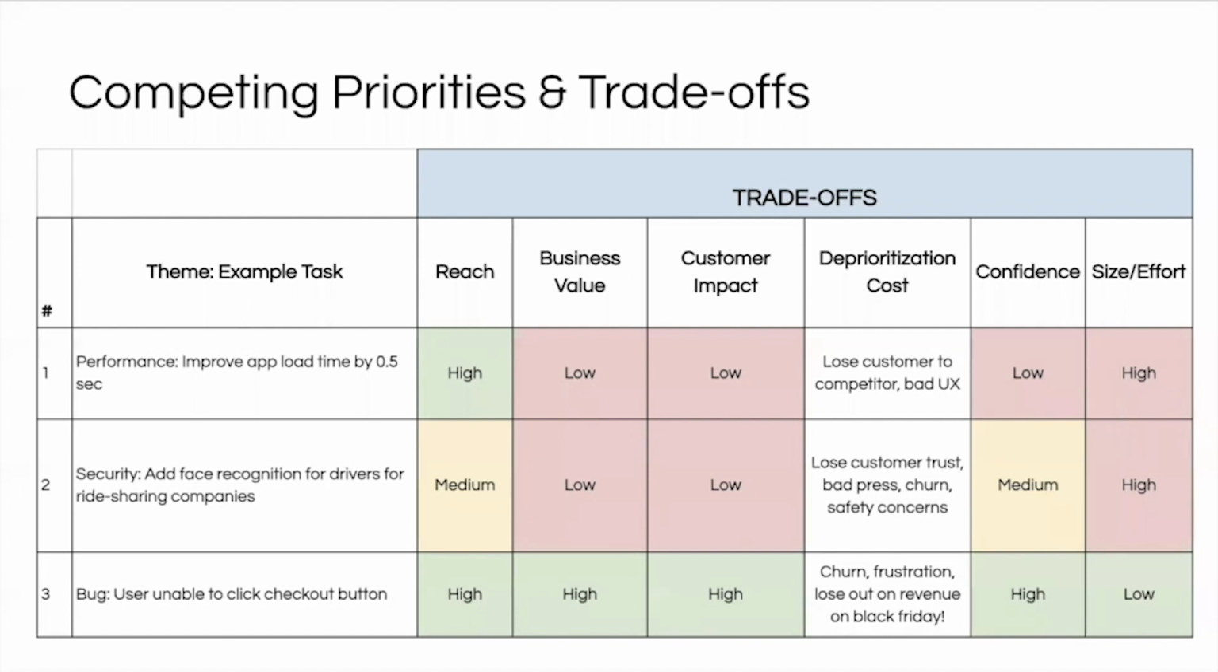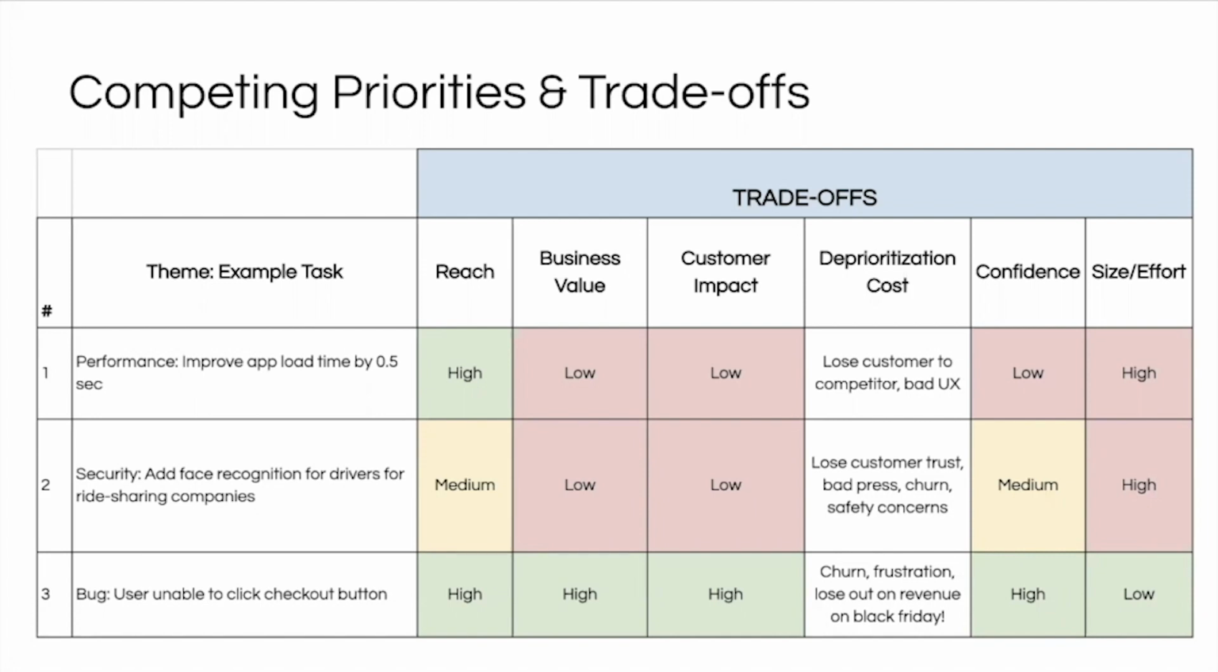Now let's take a look at how we prioritize something like example number 3, or row number 3. This is what I'd call a bug. This is something where the user, let's say, is unable to click the checkout button. Now, the impact of this would be extremely high. Imagine if you're on Amazon.com and you cannot hit checkout, or you're on Uber and you cannot hit request a ride.